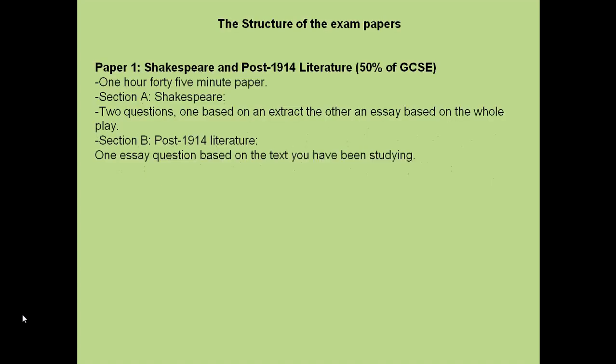Okay, brief information about this brand new exam. So this paper, the Shakespeare and post-1914 literature, is 50% of your GCSE. Remember, it's all exam based now, terminal, so there's no controlled assessment, so it's all how you perform on the day. The exam is 1 hour and 45 minutes in length, and there are two sections.